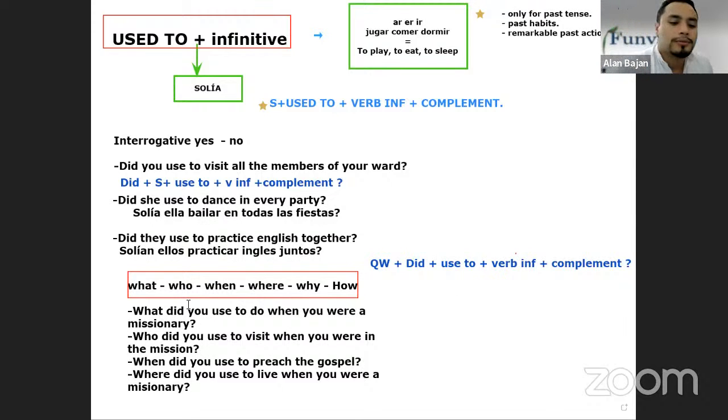And how you answer. For example, number one, what did you used to do when you were a missionary? I used to preach the gospel when I was a missionary. I used to talk with all the people in the street when I was a missionary, etc. Who did you used to visit when you were in the mission? I used to visit all the members of my ward when I was a missionary or when I was in a mission.